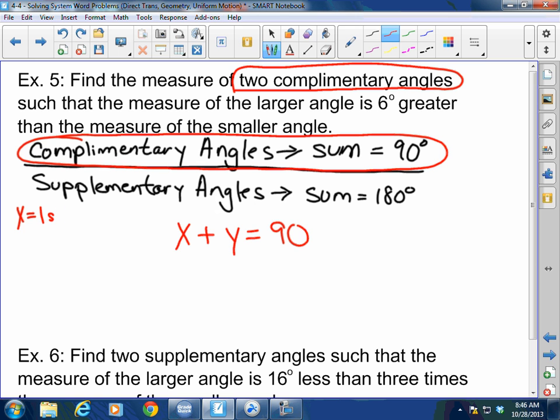Boom. That's the key here. My first angle is X, and I'm going to call my second angle Y. I could call it whatever I wanted. Yes, you could have done a table for all of these, but this is so much simpler than a table.